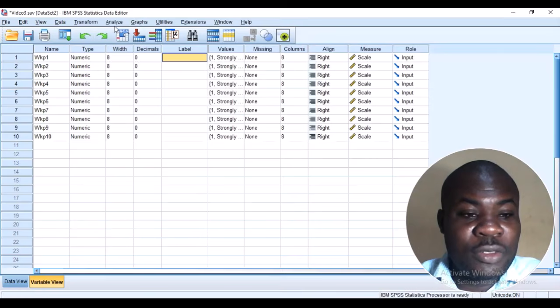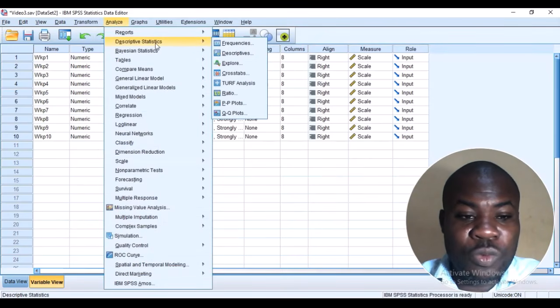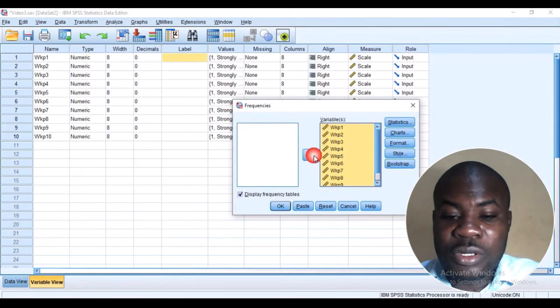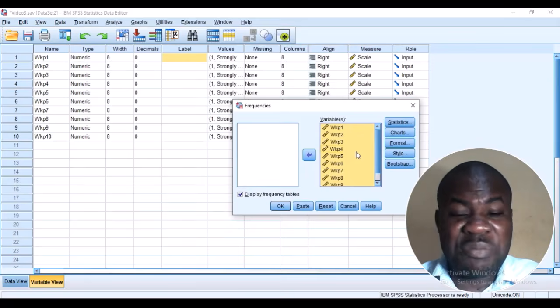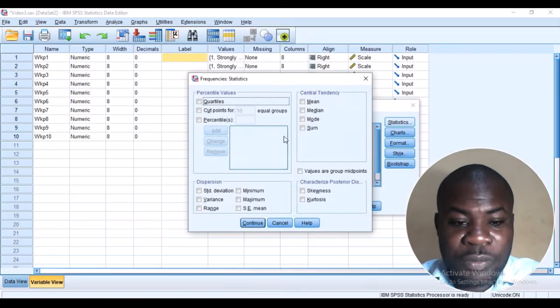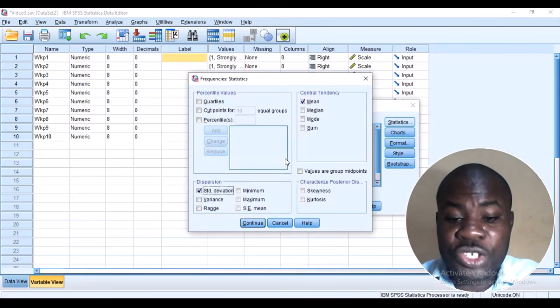So here we'll head over to analyze, and then we go to frequencies, because descriptive statistics is about frequencies, percentages, mean, and standard deviation. I will head over to the statistics button, and I will check the mean, and I will check the standard deviation, because basically these are the things I want to see. If I check any of these buttons, it will produce the results for me. For example, if I want to see the skewness and kurtosis, I'll be able to find out from here.